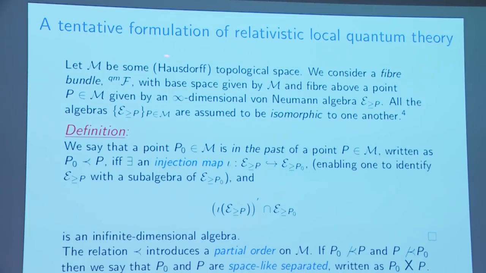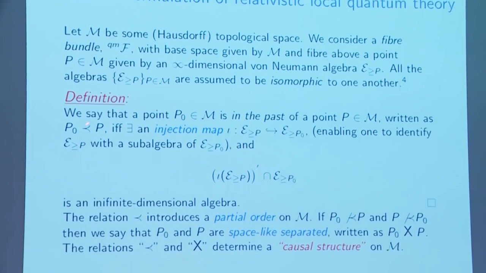Let's suppose that M is some manifold, say a topological space is enough for the moment. I consider a fiber bundle, quantum mechanical F, whose base space is given by M, and the fiber above a point P in M is given by an infinite dimensional von Neumann algebra that I denote by E greater or equal to P. We assume that all these algebras are isomorphic to a given one, namely, for example, to this hyperfinite type 3.1, say.